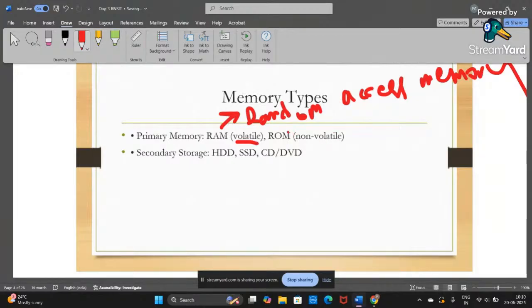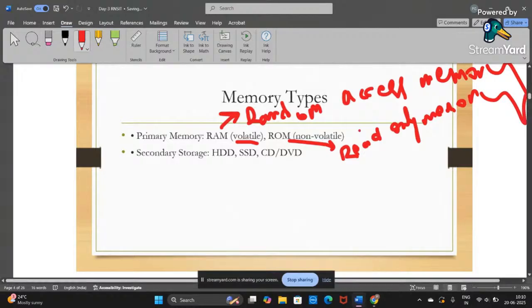Okay, the full form of ROM: read only memory. This is non-volatile, the opposite of volatile. So what does it mean? Data remains even after the power is off. That is the difference between volatile and non-volatile.